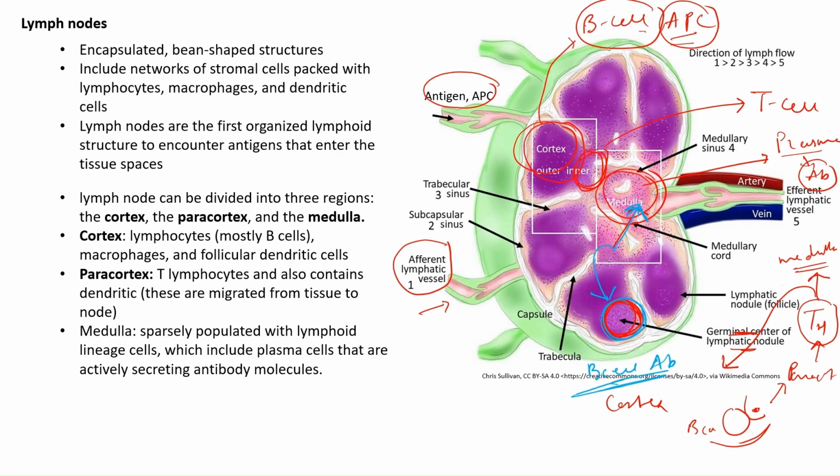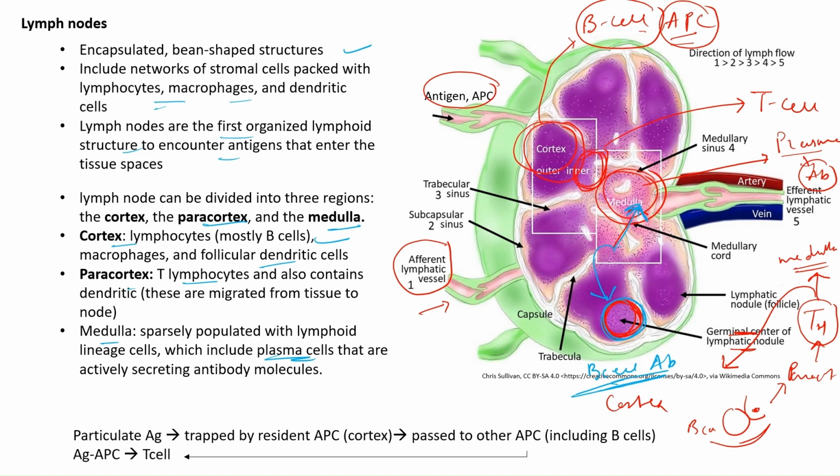All these are written here: lymph node is a bean shaped structure, consists of stromal cells packed with lymphocytes, macrophages, dendritic cells, and these are the first organized lymphoid structures that encounter antigens. It is divided into paracortex, medulla, and cortex. The cortex consists of mostly B cells, macrophages, dendritic cells. The paracortex has mostly T cells. The medulla contains the plasma cells.